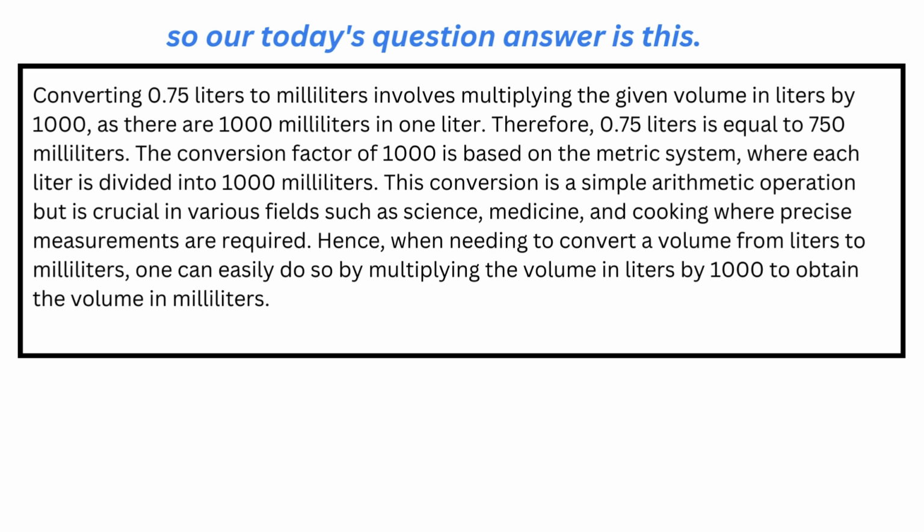The conversion factor of 1000 is based on the metric system, where each liter is divided into 1000 milliliters. This conversion is a simple arithmetic operation but is crucial in various fields such as science, medicine, and cooking, where precise measurements are required. Hence, when needing to convert a volume from liters to milliliters, one can easily do so by multiplying the volume in liters by 1000 to obtain the volume in milliliters.